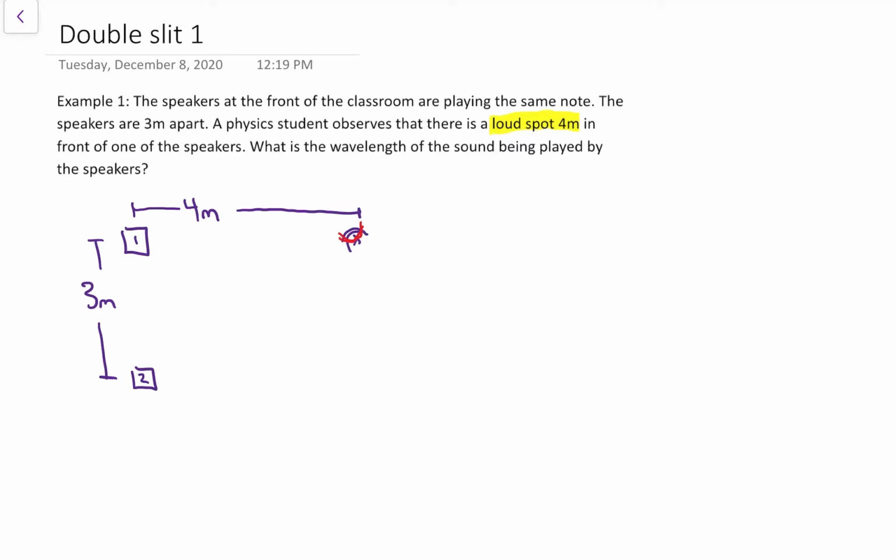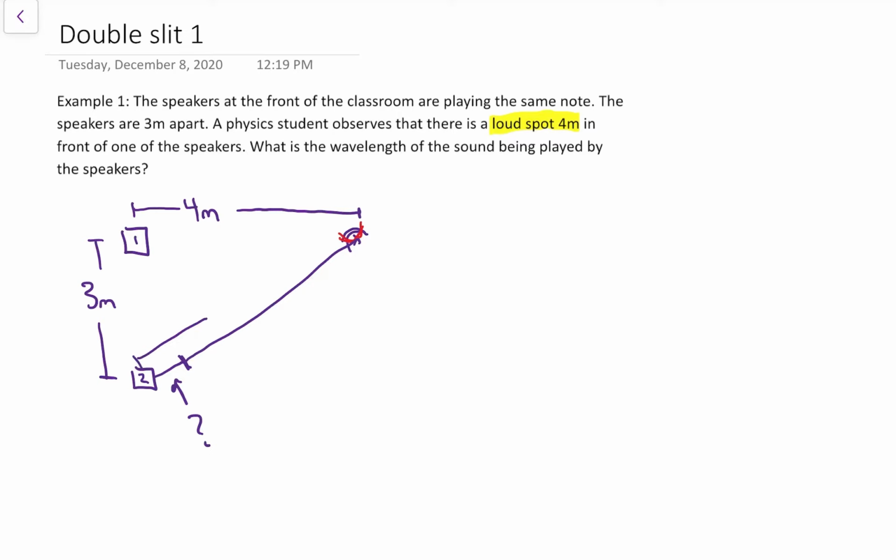It means it's constructive interference. It means that the waves are in phase with each other. If those waves are in phase with each other, really what it comes down to is how much farther, the way I've drawn it, the wave from speaker 2 travels. How much farther does this wave go compared to how far the wave from speaker 1 went?